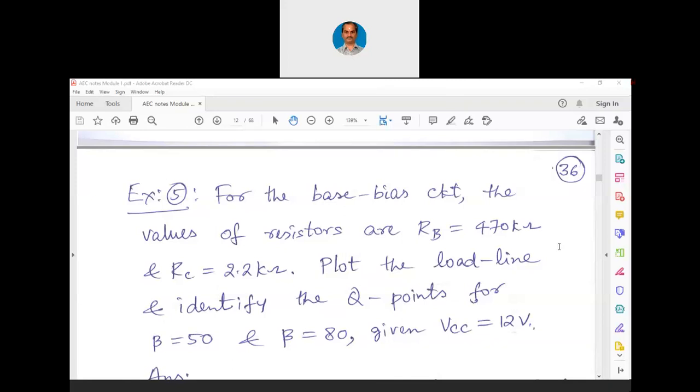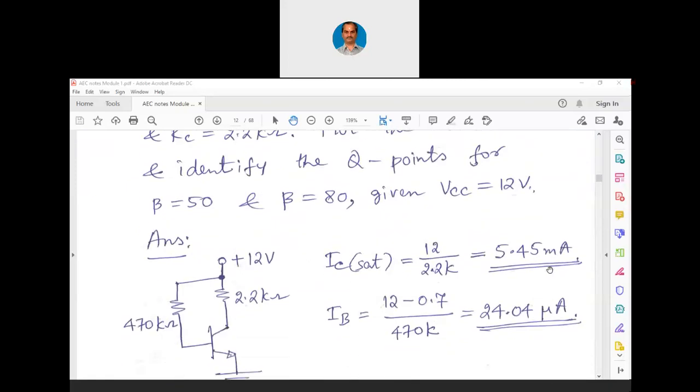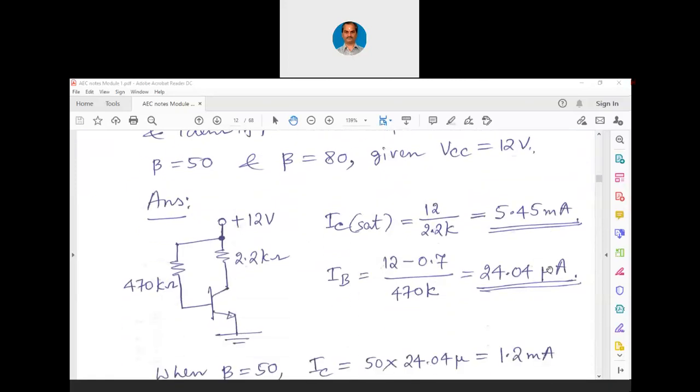Okay, Sayan has given the answer. Quiescent point is, what is that? 6.2. Okay, 7 into 10 power 3. Okay, 6 volts and 2.7 milliampere. 6 volts and 2.7 milliampere. Let us see. Look at this now.